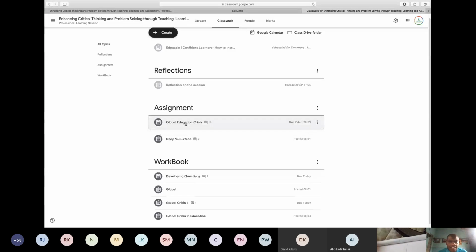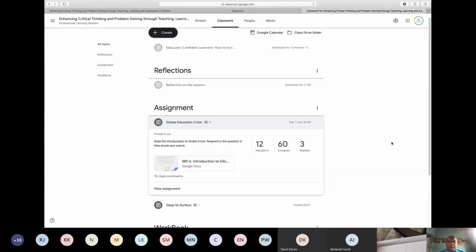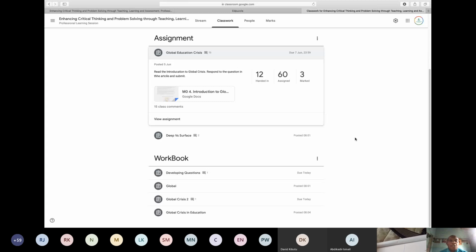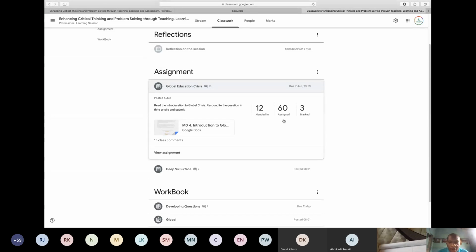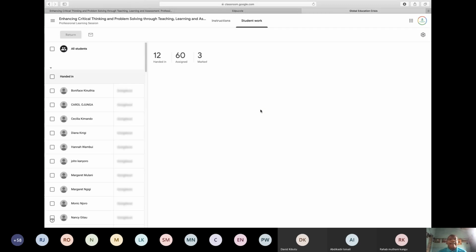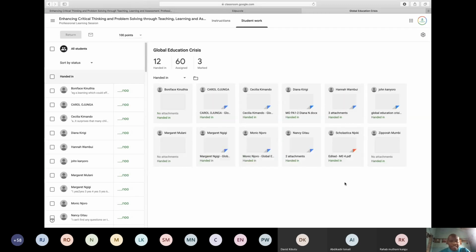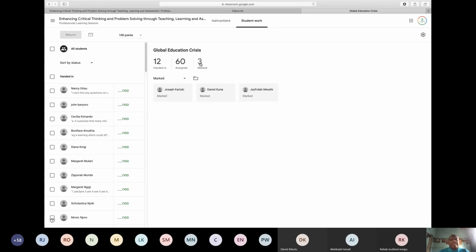When I click on this, you can see 12 people have handed in. By the time I was checking, only 3 had handed in, and I marked those 3. So for this question on global crisis, when you submit, this is what we see. If I go and check who handed in, I'll click here, and I'll see all the students who handed in. For example, those I marked are Joseph Karaoke, Daniel Kuria, and Joy Frida, who submitted their answers. When you do an assignment, you have to click return so that it is submitted.